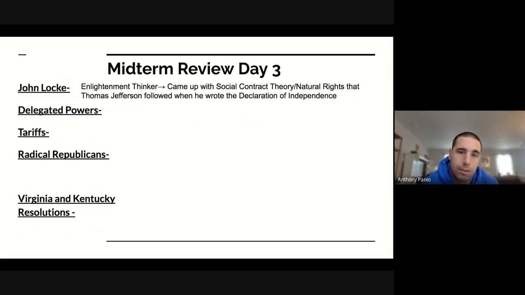Thomas Jefferson was a huge fan of John Locke and followed his guidelines and his guidance when he wrote the Declaration of Independence. So a lot of Locke's thinking comes out in the Declaration of Independence. We've seen the comparison back in early October. So this is a good example of that.